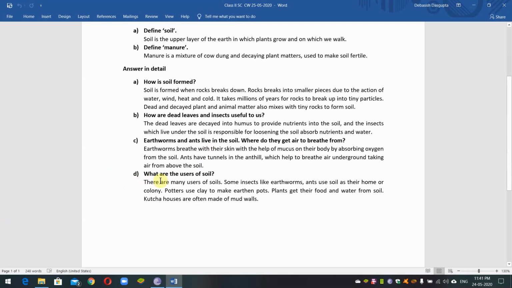Question number D. What are the uses of soil? There are many uses of soil. Some insects like earthworms and ants use soil as their home or colony. Potters use clay to make earthen pots. Plants get their food and water from soil. Kaccha houses are often made of mud walls.